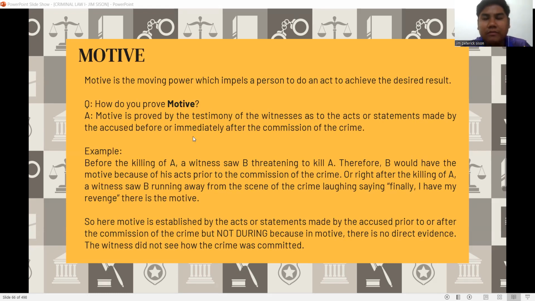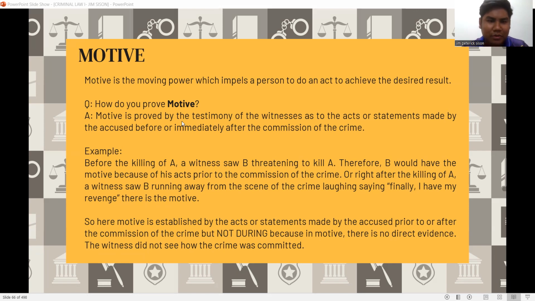Okay, what is motive? Motive is the moving power which impels a person to do an act to achieve the desired result. For example, you killed a person because you were angry. That is your motive, your moving power. So motive is the moving power which impels a person to do an act to achieve the desired result.